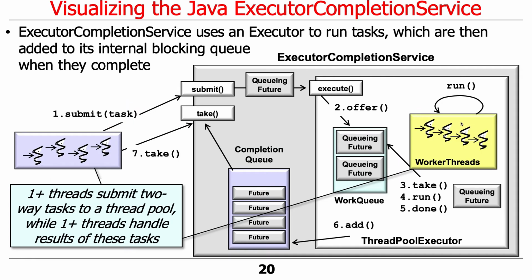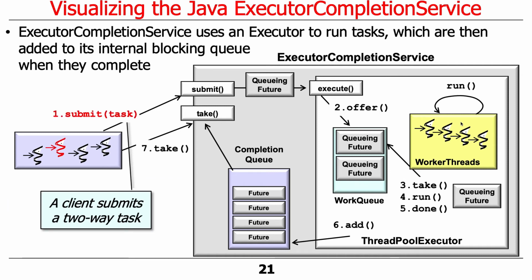So let's go ahead and visualize how this thing could work in practice. As we'll see, this particular instantiation of executor completion service defines an instance that uses an executor to run the tasks, which are then added to this internal blocking queue when they complete. And as we see here, we can have a bunch of threads submitting tasks and a bunch of threads taking the results. So you can have one or more threads submitting two-way tasks to the thread pool, and then one or more threads can handle the results of these tasks. You could just have one thread that spawns all the work and then waits for the results. You could have pools. It's up to you to decide how you want to arrange this.